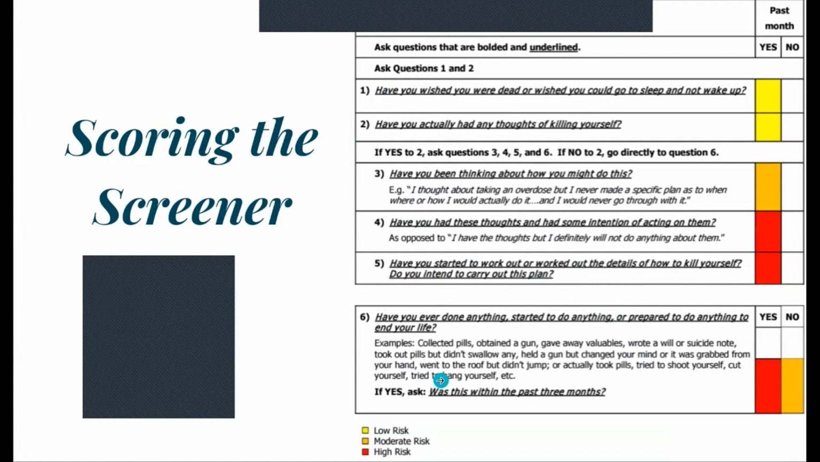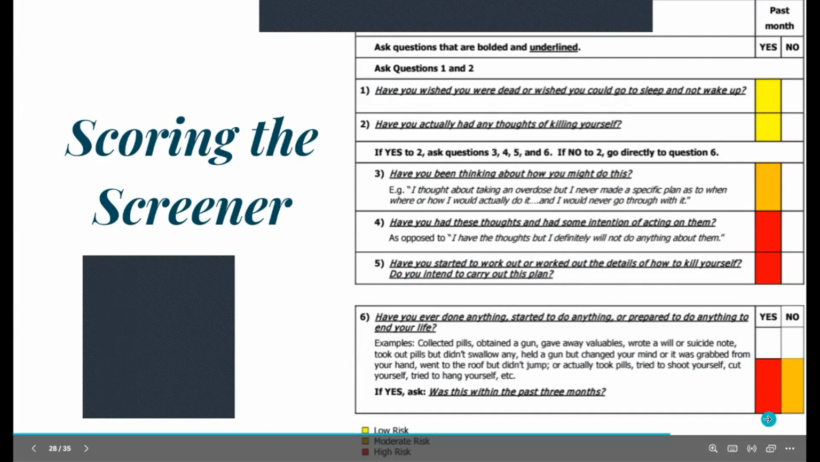And then you go down to number 6. Have you ever done anything, started to do anything, or prepared to do anything to end your life? If they say yes, we want to know if it was in the past 3 months, which would put them at high risk. And even if they've ever done it, if they've ever started to create a plan, it still puts them at moderate risk.